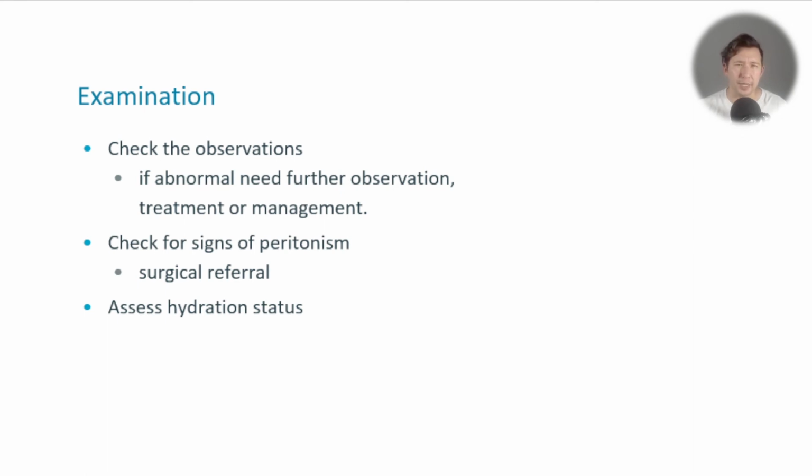You've got to check for signs of peritonism, so rebound tenderness, guarding, percussion tenderness, psoas irritation, all of those things that suggest there might be an acute surgical abdomen. That's got to prompt you to think, okay, this is not gastro, I need to get a surgical consult.